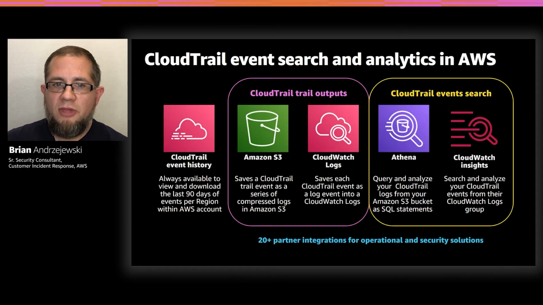Once you have that event history, you have those two outputs, S3 and CloudWatch Logs. S3 will aggregate the logs and push that series of logs as compressed logs in GZ format in JSON. For CloudWatch Logs, it will take each of the CloudTrail events and make it a log event in CloudWatch Logs against a log group, which you can then search using Insights or standard CloudWatch Logs.